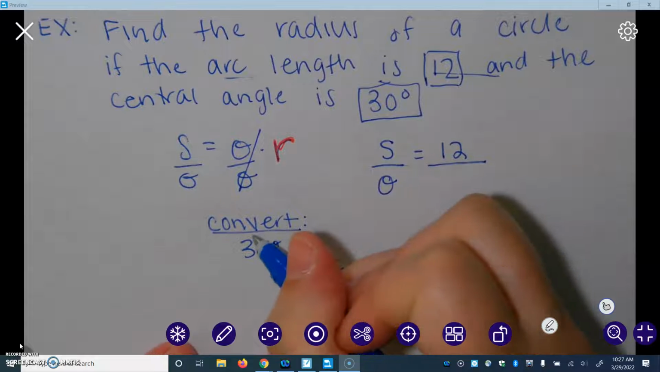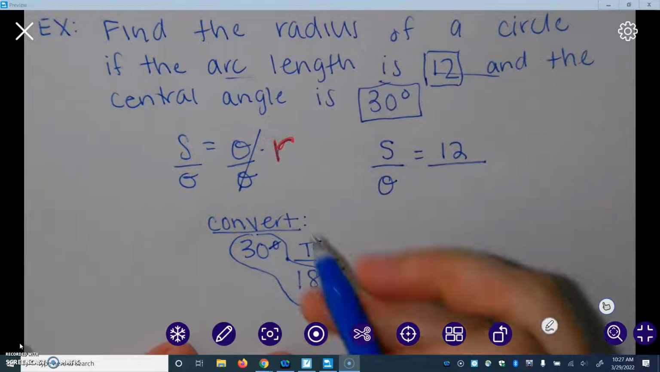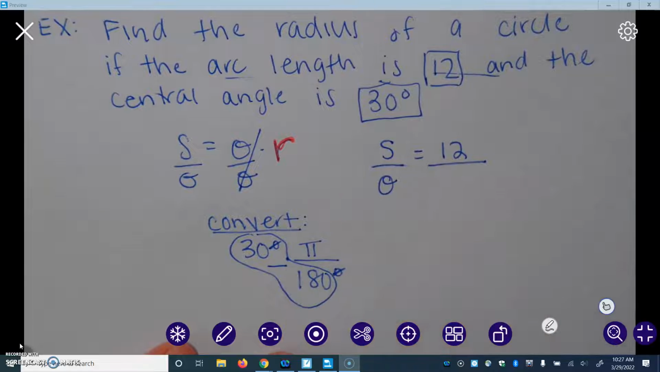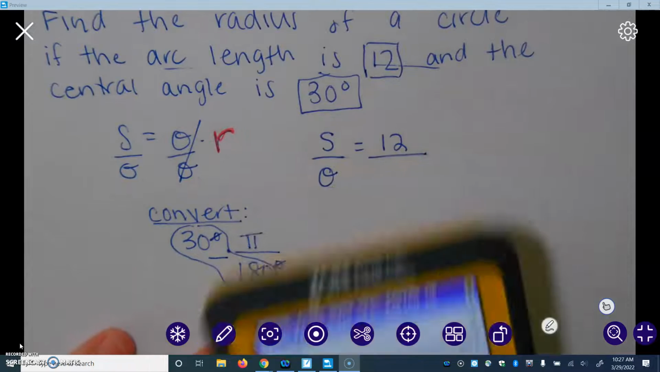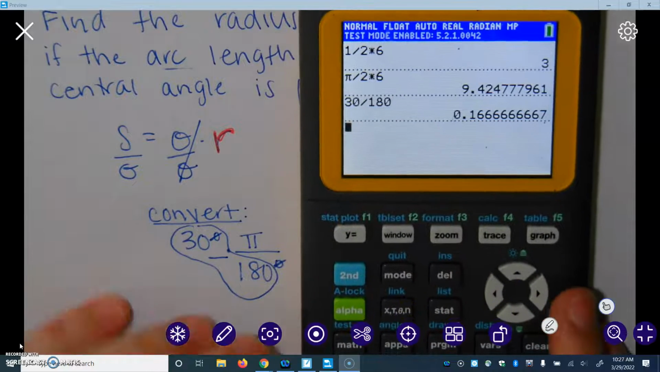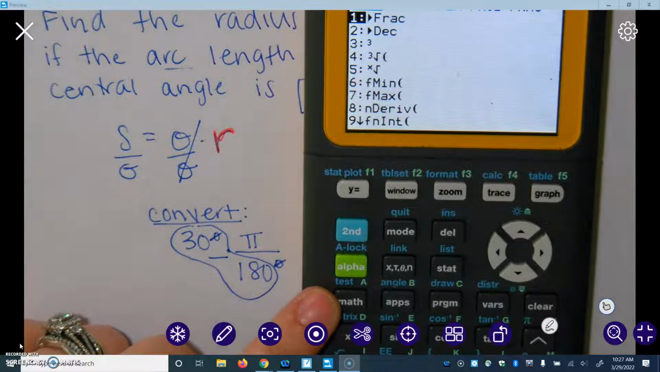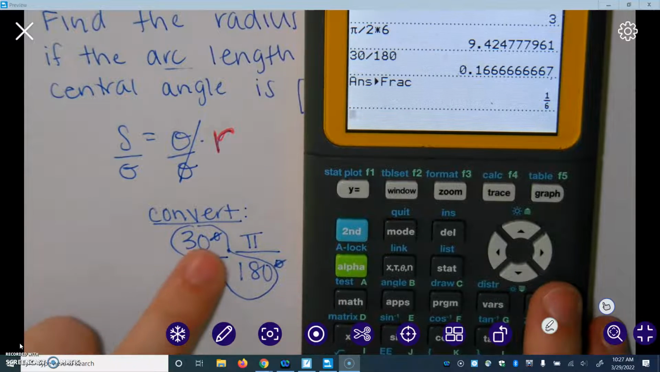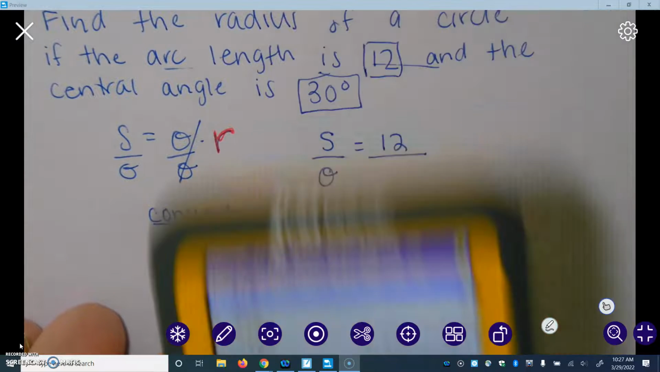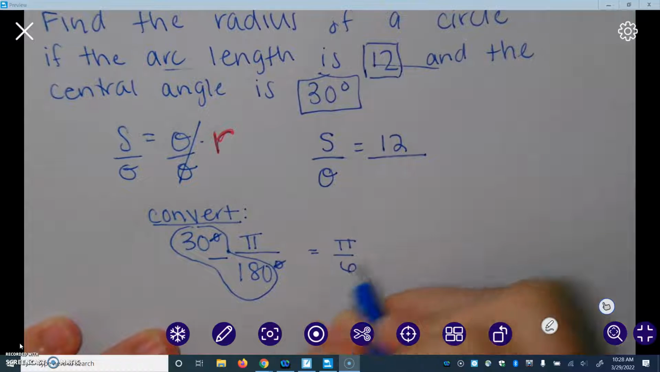So in my calculator, I'm just going to type in 30 divided by 180. 30 divided by 180, and that gave me a decimal. I'm going to hit math, enter, enter to turn it to a fraction. So math, enter, enter, and that pi symbol just goes along for the ride. So instead of 1 over 6, I'm going to put pi over 6.